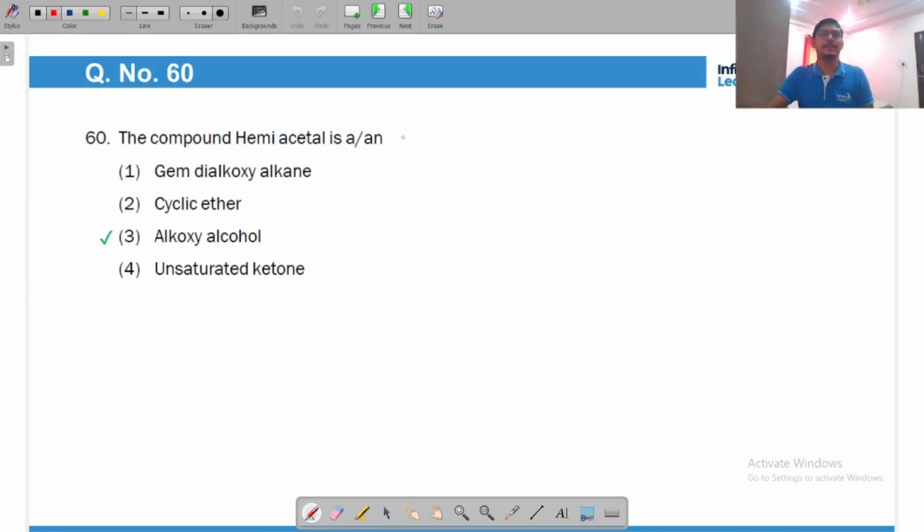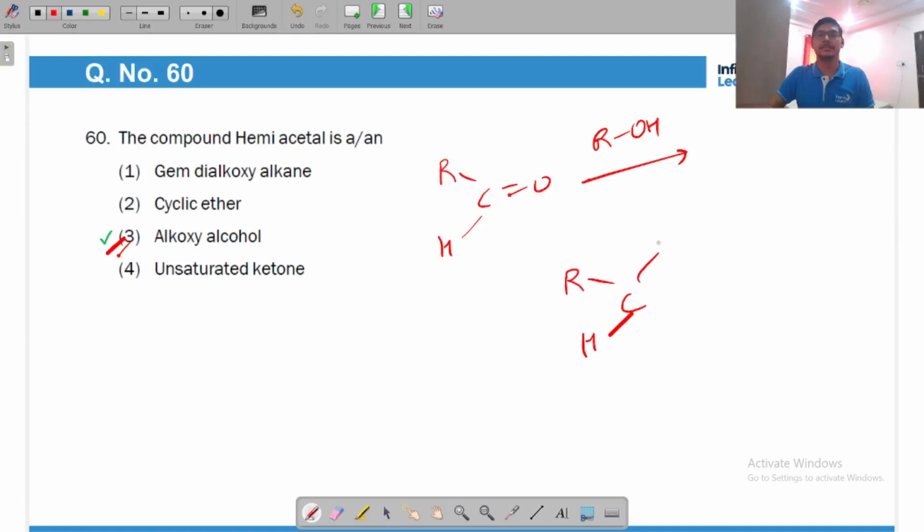The compound hemiacetal is an alkoxy alcohol. So, for example, this is an aldehyde, right? The product that forms after the addition of first equivalent of alcohol, which would be this one, RCH, this would convert to OH and this would convert to OR. So this is alkoxy alcohol, this is a hemiacetal, right? When two equivalents of alcohols add to an aldehyde or ketone, it gives you complete acetal, right?